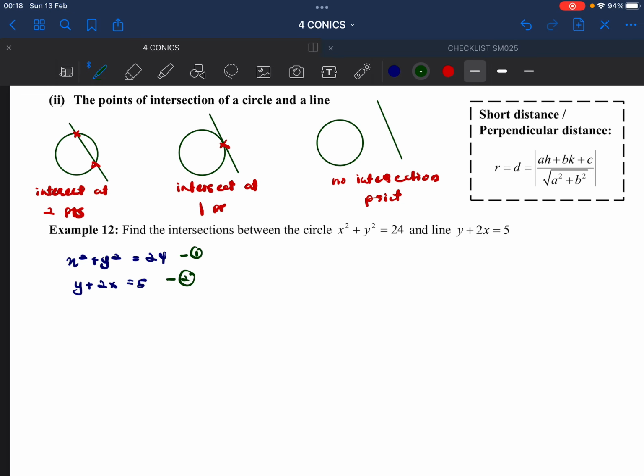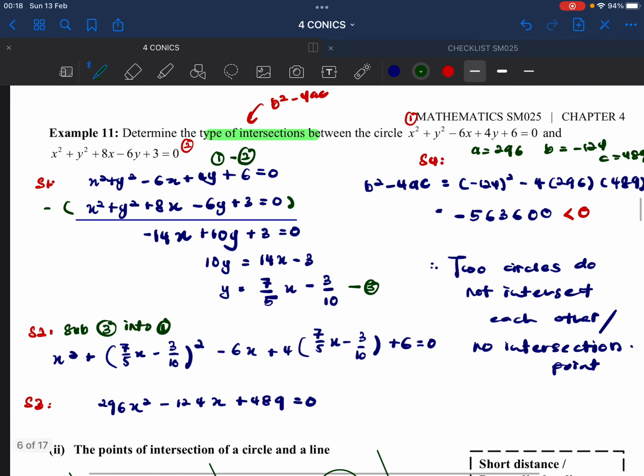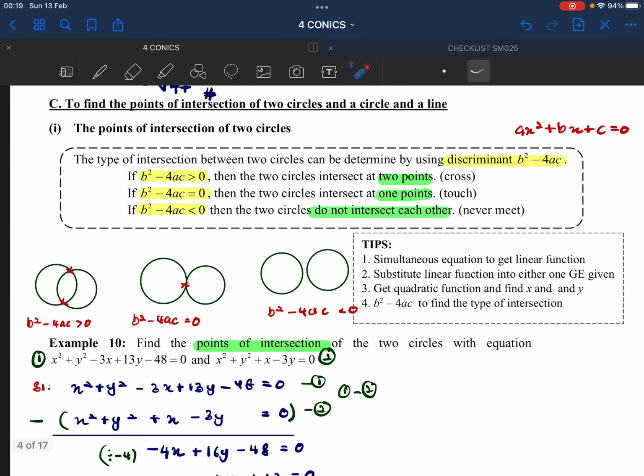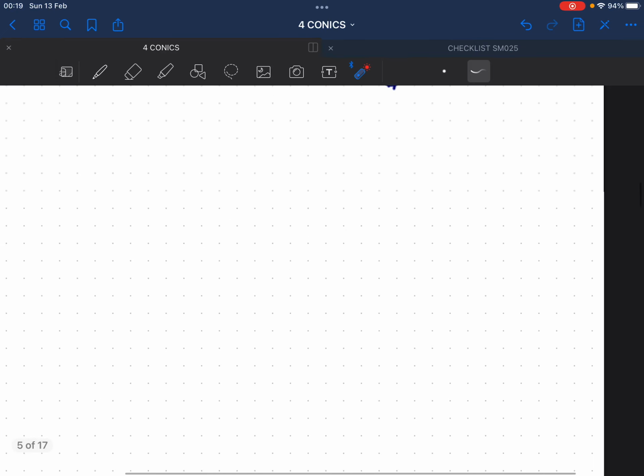So here, let's recap what we have learned about how to find the intersection point between two circles. You have to do elimination between the two circles and then you get the equation of line. But for this part, if you want to find the point of intersection between a line and a circle, you actually don't have to do this part. We are going to straight away cover this part here, which is we are going to substitute the linear function, which is the equation of line, into the equation of circle that is given to us.